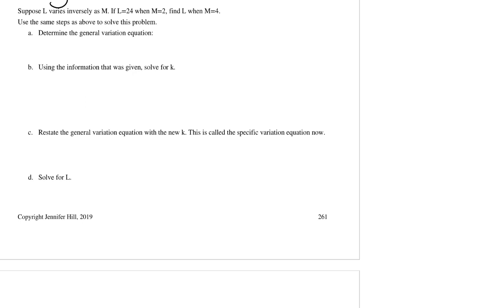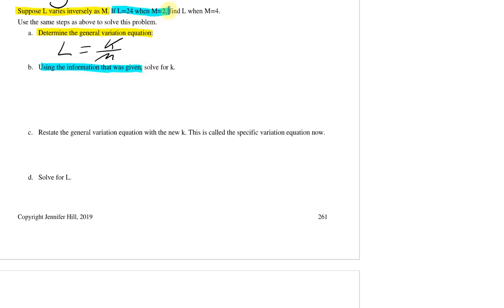Okay, so it says, suppose L varies inversely as M. If L equals 24 when M equals 2, find L when M equals 4. So first things first, we determine the general variation equation. That's L equals K over M, because this is talking about this first part in here. Then it says, using the information that was given, solve for K. So now I have to replace these things, right? So I'm going to use this information that was given.